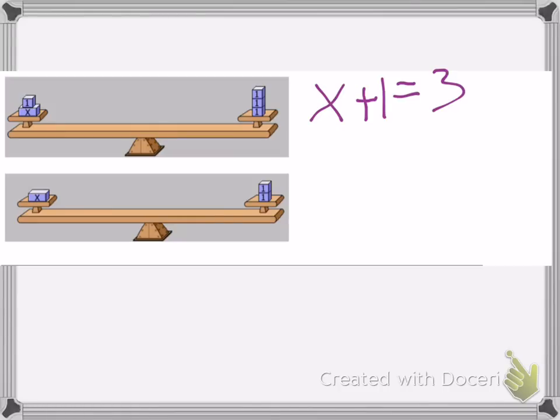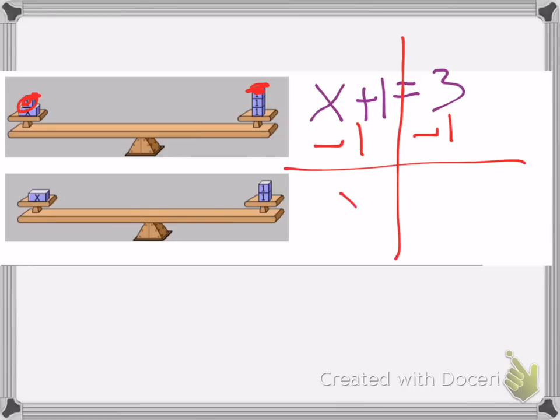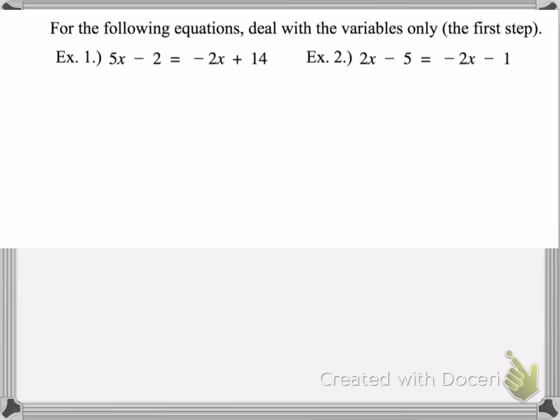Now it's just a simple one-step equation that we're very, very good at this point, hopefully. And we'll take 1 off the left, 1 off the right. So minus 1, we're left with x equals 2. Okay? So that's really not too bad. Again, you need to deal with the variables first.